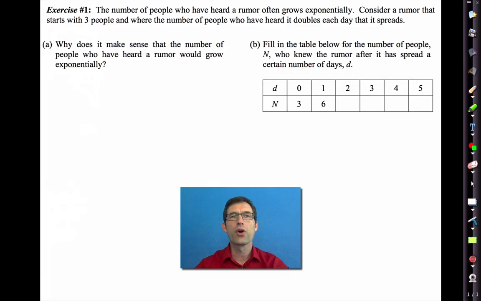The number of people who have heard a rumor often grows exponentially. In other words, it grows faster the more people that know it. Consider a rumor that starts with 3 people, where the number of people who have heard it doubles each day that it spreads. Okay? Now, letter A. Let's just make sure we understand why we would model this with an exponential function as opposed to, let's say, something like a linear function. Why does it make sense that the number of people who have heard the rumor would grow exponentially? Pause the video now and think about this and then try to write something down.